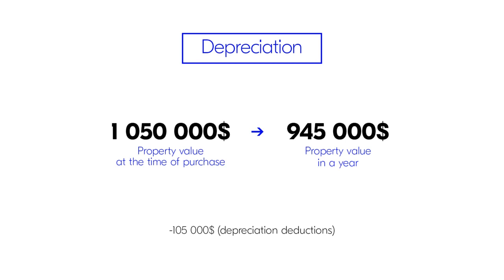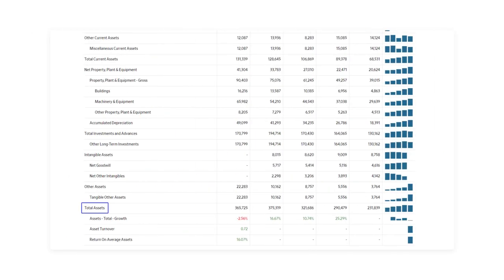However, each year the company must reduce the cost of these fixed assets in order to take into account the fact that they are worn out and require repair or repurchase in the future. Assume that in the first year, the company depreciates buildings and furniture by $105,000, or 10% of the initial cost. Then, at the end of the year, net fixed assets will be $945,000. Total assets, the sum of all assets.